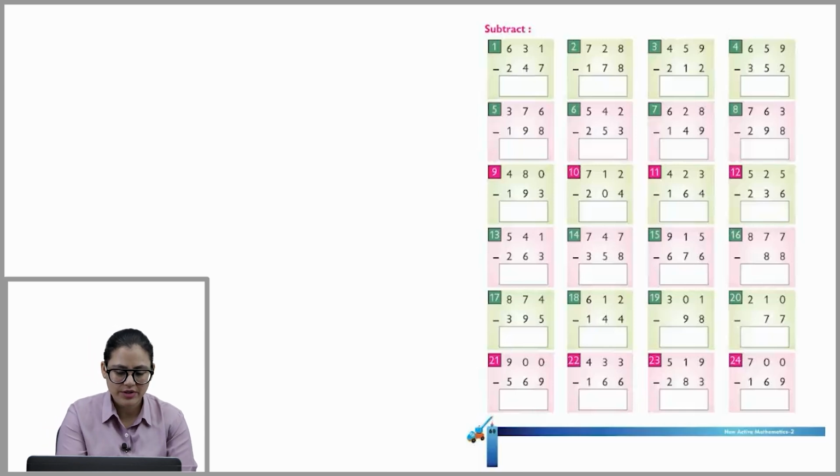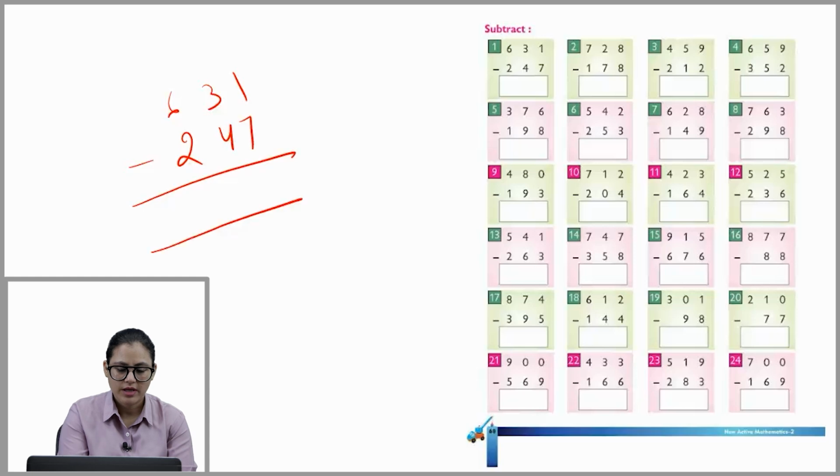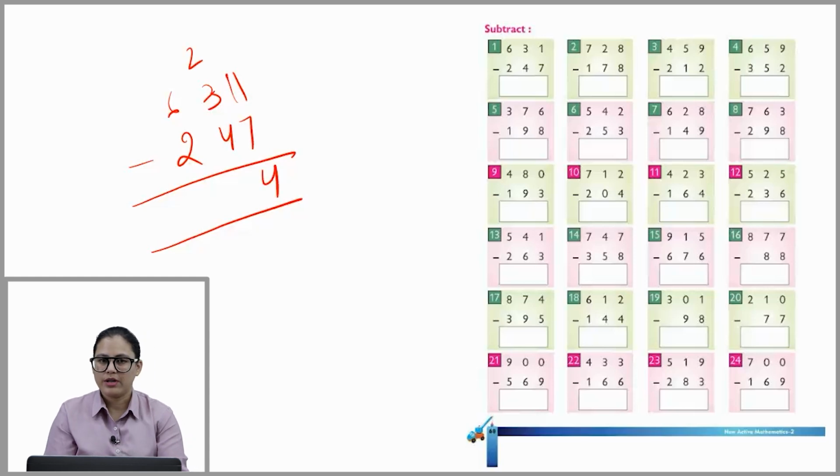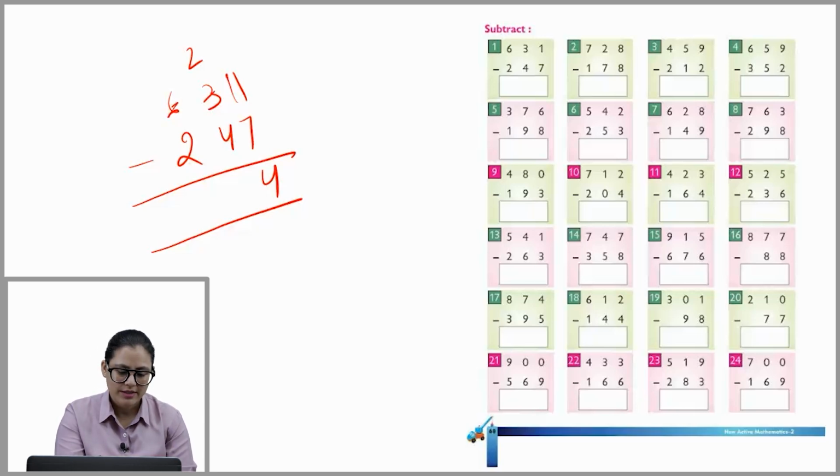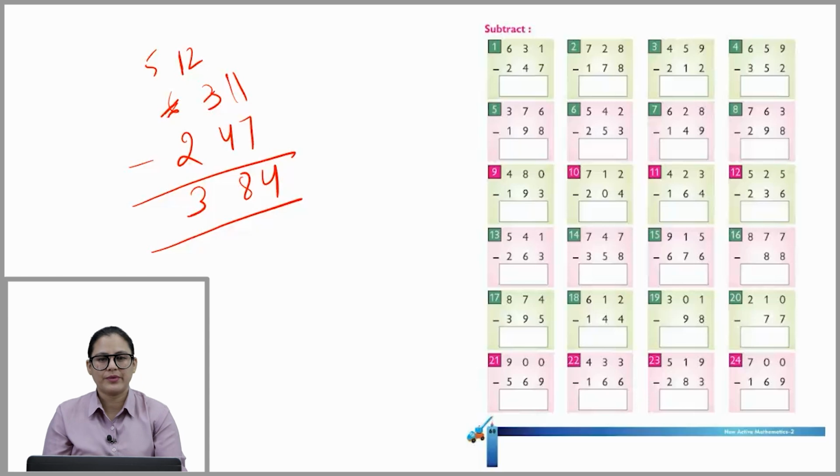Subtract 631 minus 247. 1 minus 7, not possible. We will borrow from here. It will become 11, it will become 2. 11 minus 7 is 4. Can we subtract 4 from 2? No. So, we will borrow from the next number. 6 will become 5, and 2 will become 12. 12 minus 4 is 8, 5 minus 2 is 3, right?